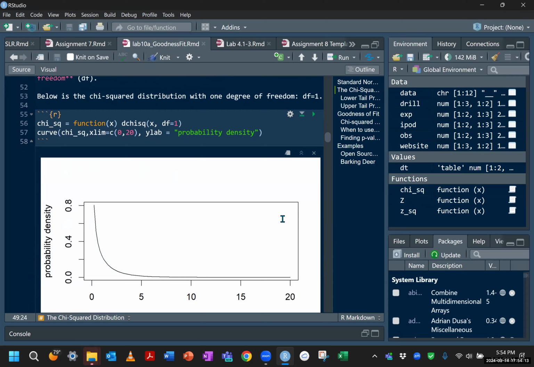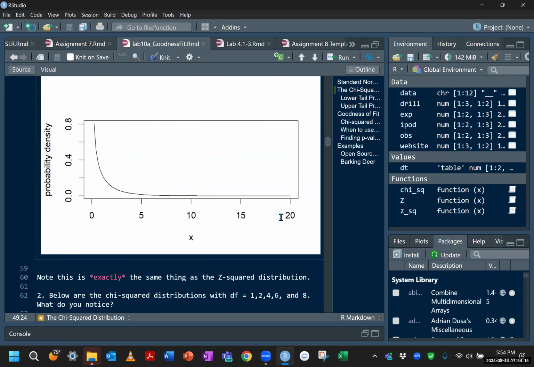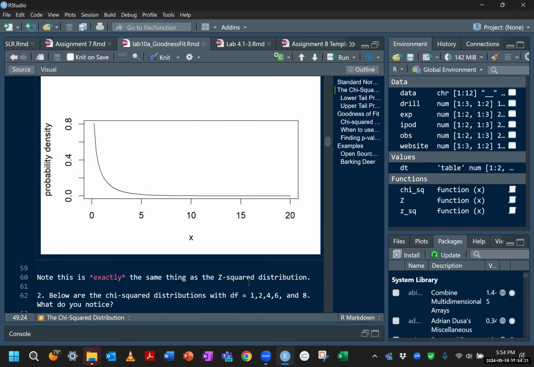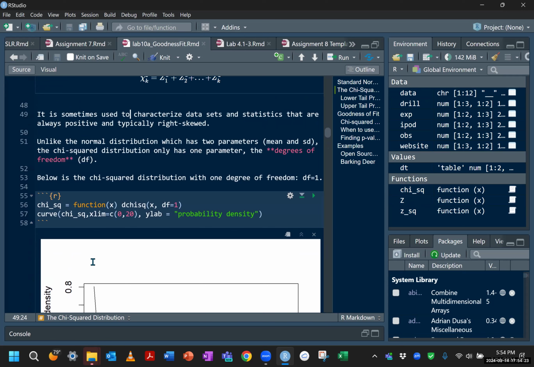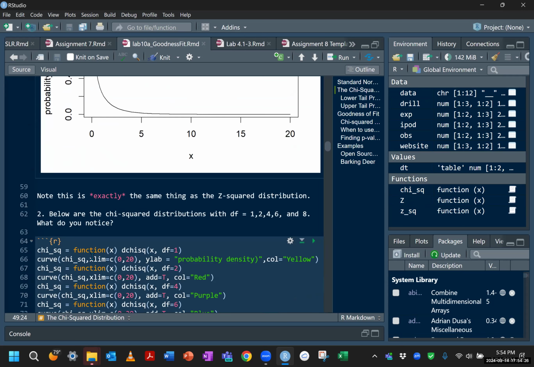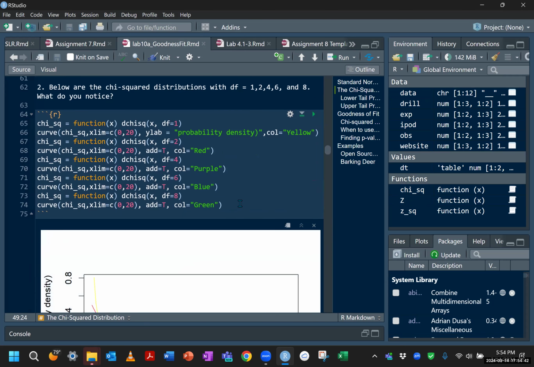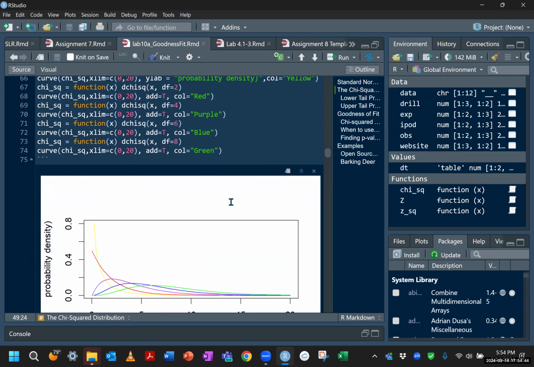Here's the chi-square distribution with 1 degree of freedom. Notice it's exactly the same thing as the z-squared distribution, which looks like what we just did before. Now let's look at what happens when we add more and more z-squareds together. One degree of freedom would be 1 z-squared. This would be 2 z-squareds added together. This plots it all together, and you can see the yellow is 1, red is 2, purple is 3, blue is 4.